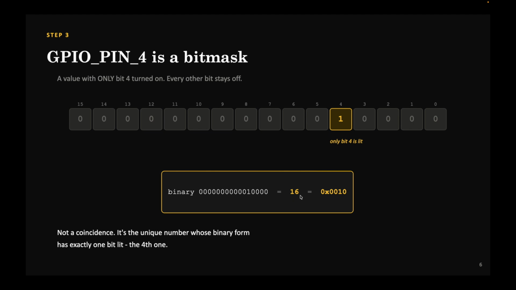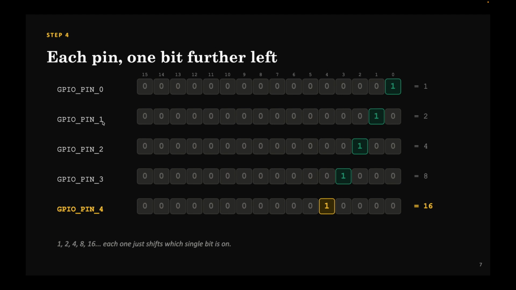Not a coincidence, 16 is the unique number whose binary form has exactly 1 bit lit, the fourth one. Pin 0, pin 1, pin 2, pin 3, pin 4: 1, 2, 4, 8, 16. Each one just shifts which single bit is on, one position further to the left.